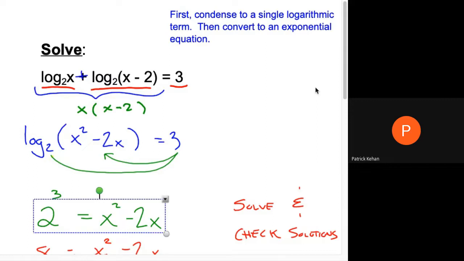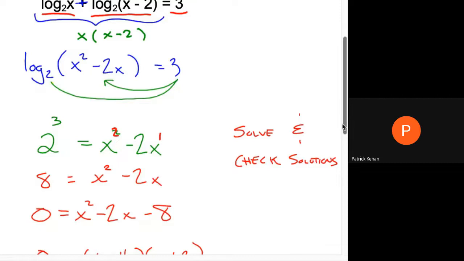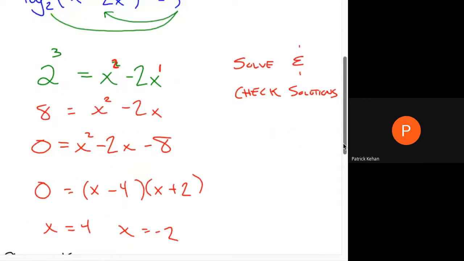Typically, when you have 3 unique terms in a quadratic, right? So that's a quadratic term, x squared, a linear term, x to the first, and then this constant term over here on the left. You want to set it equal to 0 and attempt to factor it if possible. If it doesn't factor, quadratic formula is the way to go. So on the left, 2 cubed becomes 8. And then we have x squared minus 2x, set it equal to 0, subtract 8 from both sides.